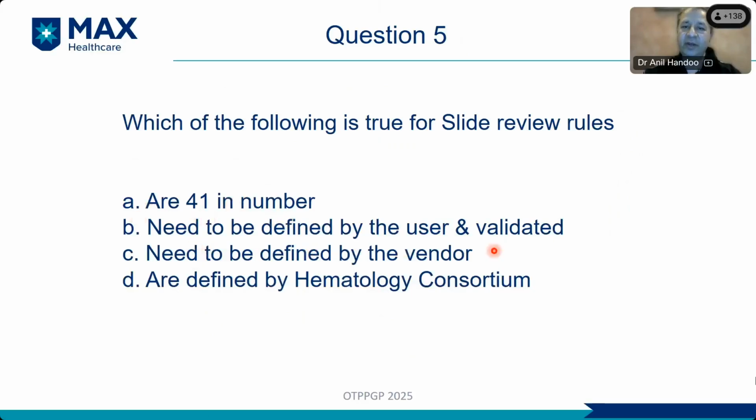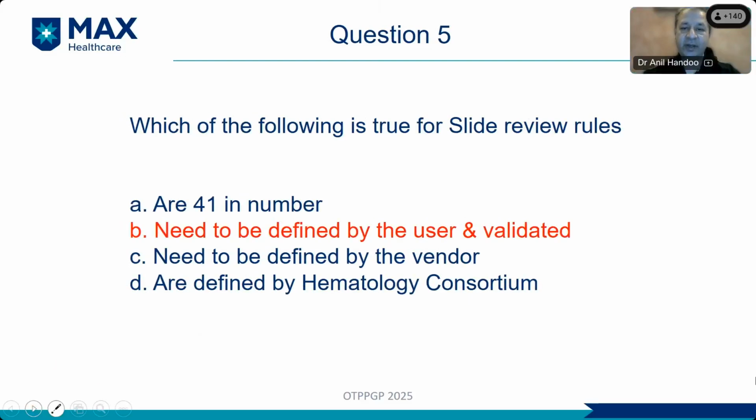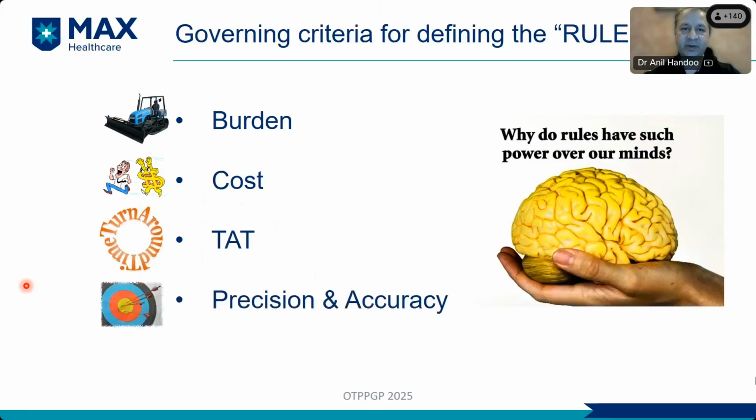They need to be defined by the user and validated, need to be defined by the vendor, are defined by the Hematology Consortium. Answer? Need to be defined by the user and validated. Fantastic. So that's what I had not done in my audit at that point of time. And obviously I had to start doing it. And so this is what we did. We needed to define and identify and then proceed further.